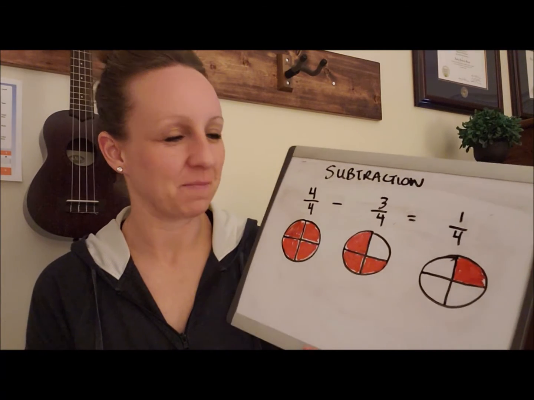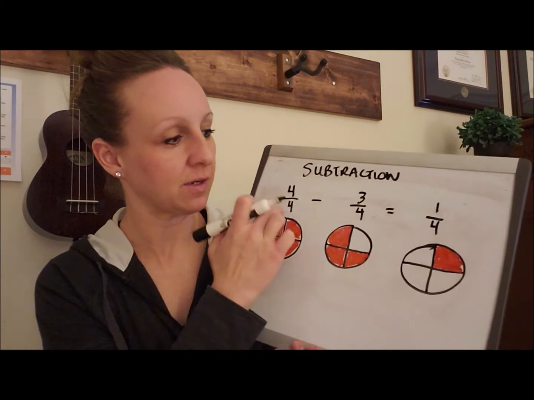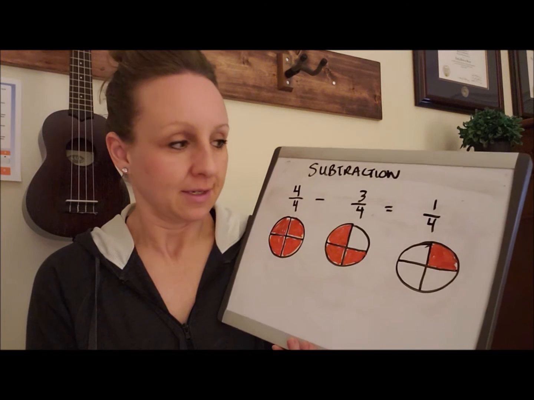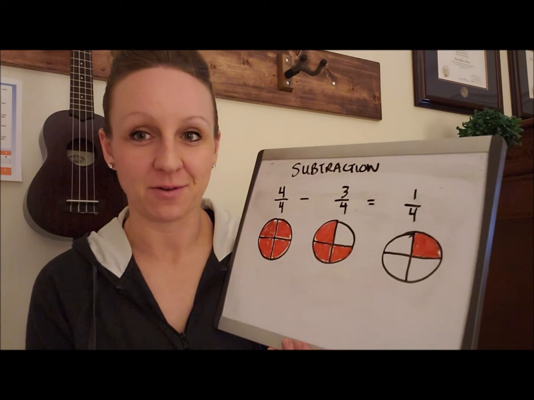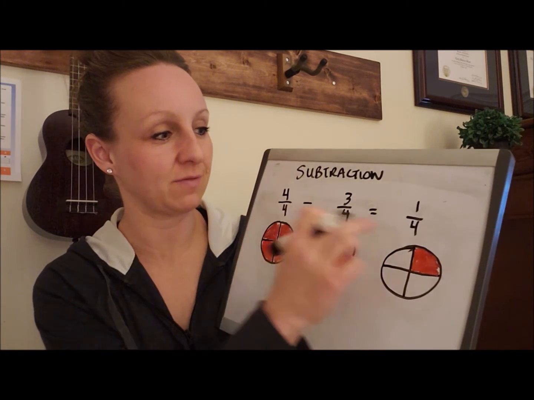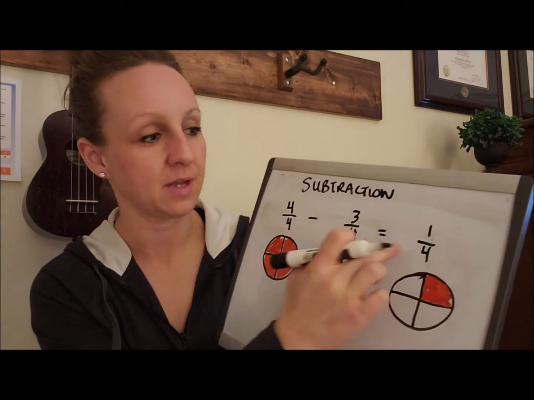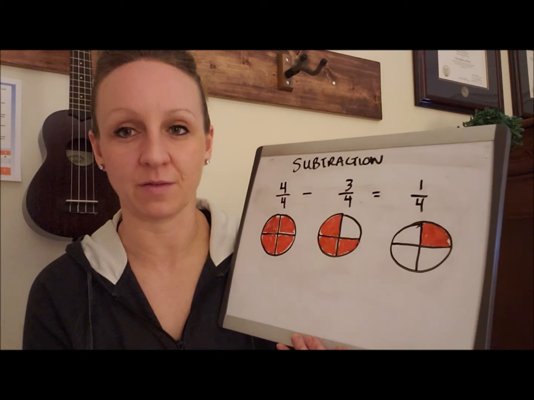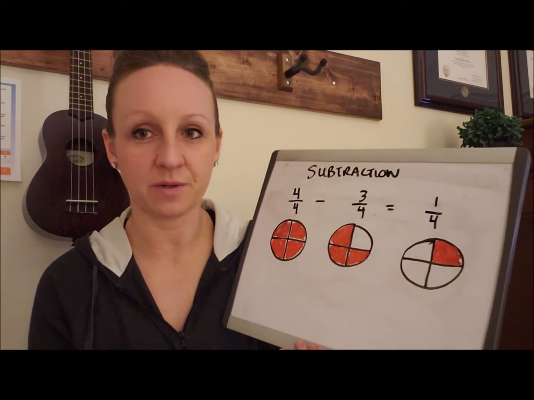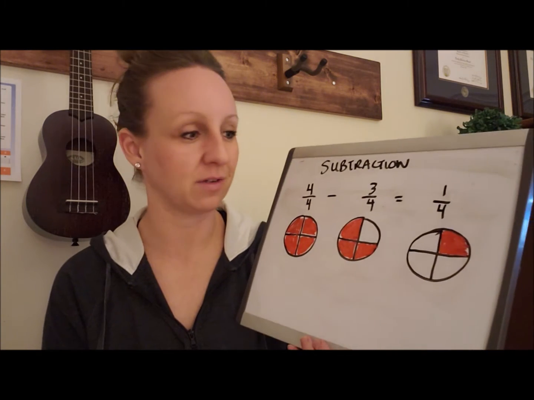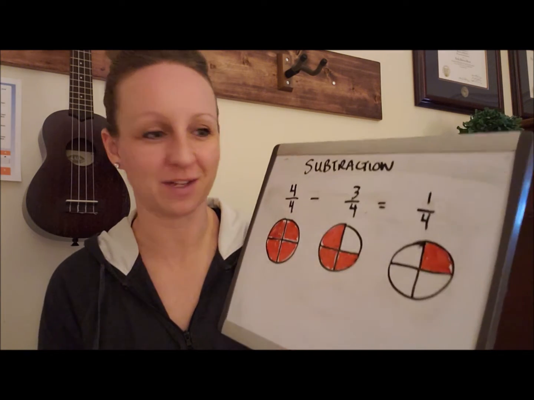So here's what we do: as long as the denominator is the same, you keep the denominator the same. I've just got my answer written right over here. I've got 4 out of 4, subtract 3 out of 4, and I'm telling you it is equal to 1 out of 4. And I'm going to show you in just one more minute how to handle a question that I haven't already given you the answer to.